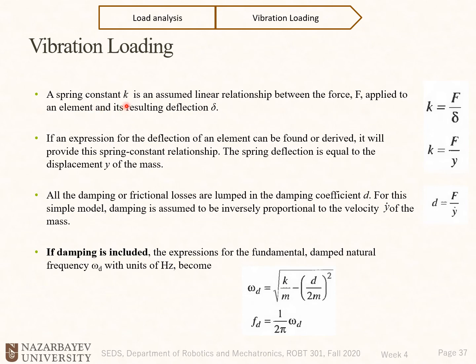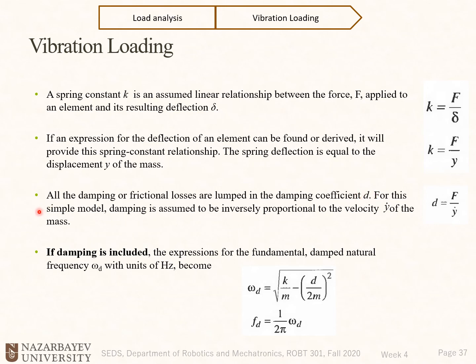Okay, so spring constant K is an assumed linear relation between the force F applied to an element and its resulting deflection delta. So K is force divided by delta. If an expression for the deflection of an element can be found or derived, it will provide the spring constant relation. Spring deflection is equal to the displacement y of the mass. So K is force divided by y, where y is the deflection of the spring and K is the stiffness of the spring.